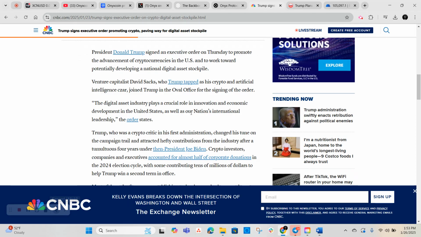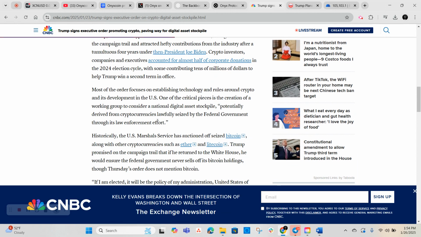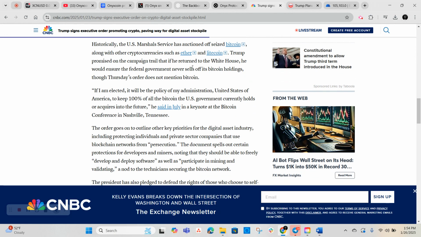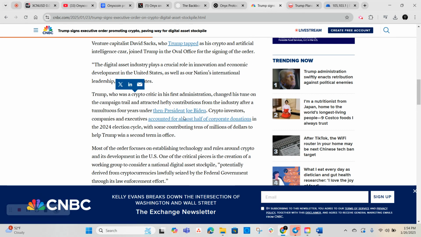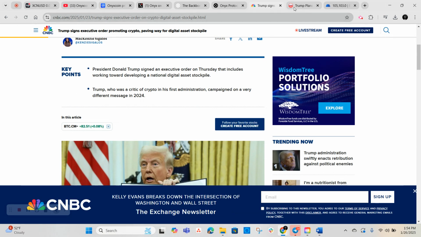It says the digital asset industry plays a crucial role in innovation and economic development in the United States. Remember we talked about that, right? Trump, who was a crypto critic in his first administration, changed his tune on the campaign trail. I'm not going to go too deep in this article. I posted it in the description box. You can read it. But I really want to focus on this one right now.